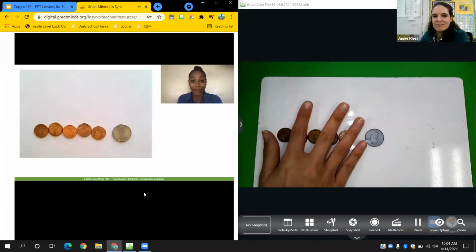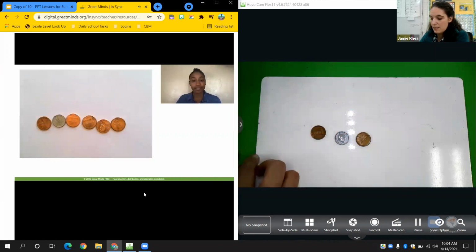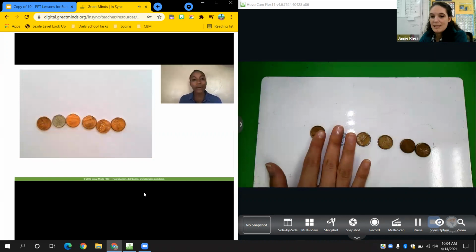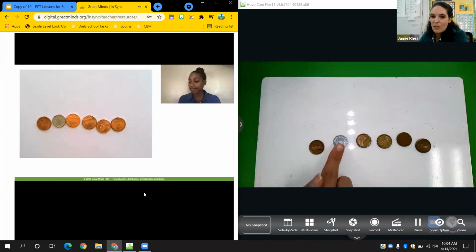Now, what about this one? What coins do you see? Ooh, I see pennies and a dime. The dime is mixed in with all the pennies. Remember, I said it doesn't matter where it's at. To make it easier to count, we start with it though. Do you have any thoughts? 10.